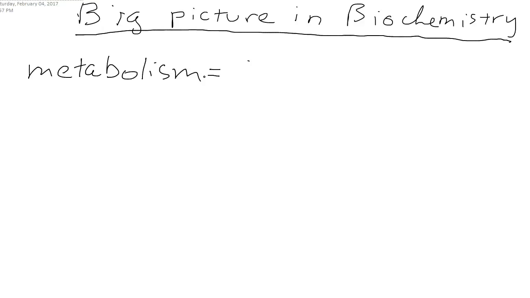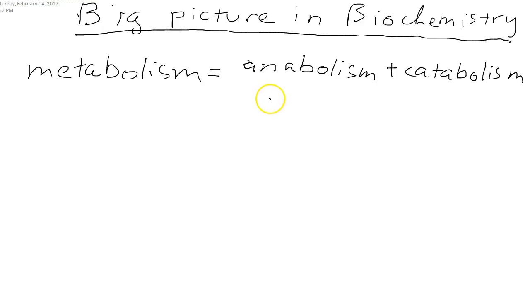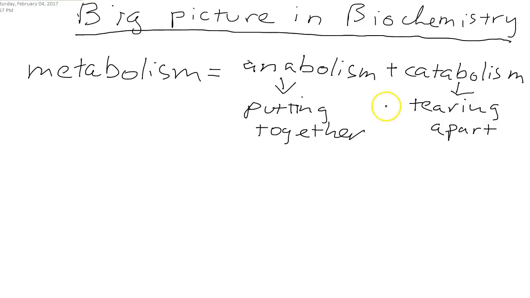And metabolism consists of two different things, anabolism and catabolism. Anabolism is pretty much just putting together, this is polymer from monomer, and catabolism is sort of the opposite, is tearing things apart. And the way I remember this is that catabolism has cat, and cats like to tear things up. Anyhow, so what is it that they are putting together or tearing apart?